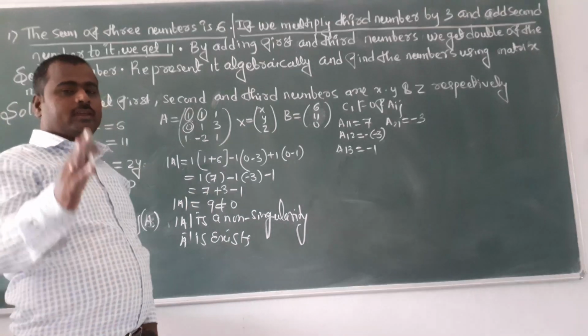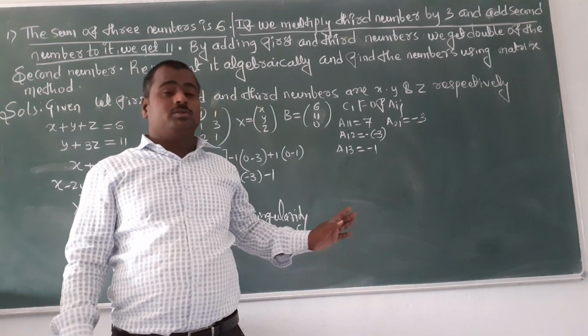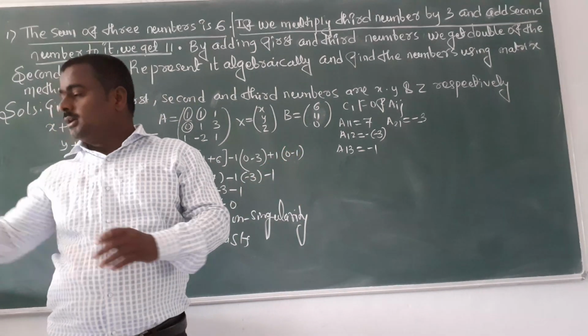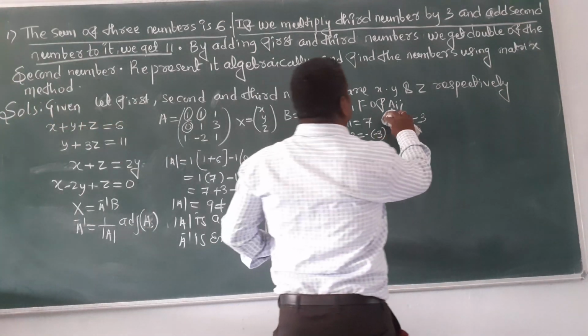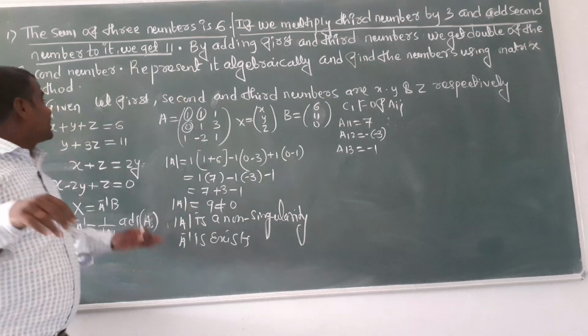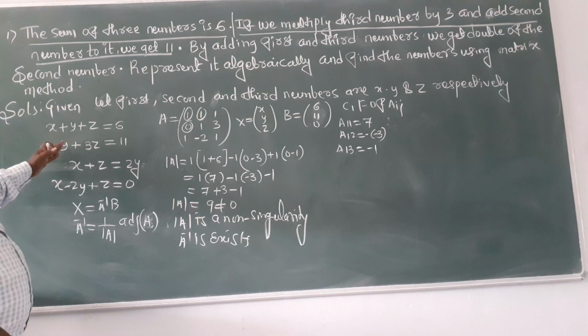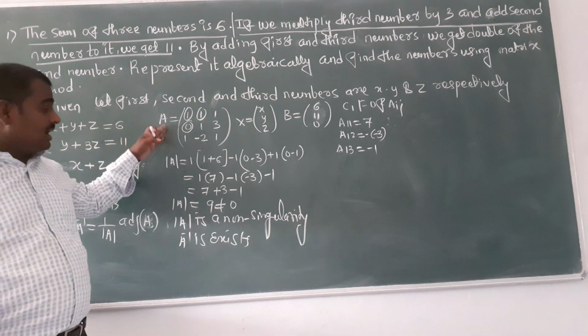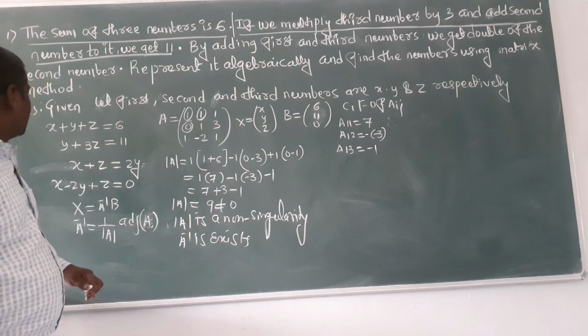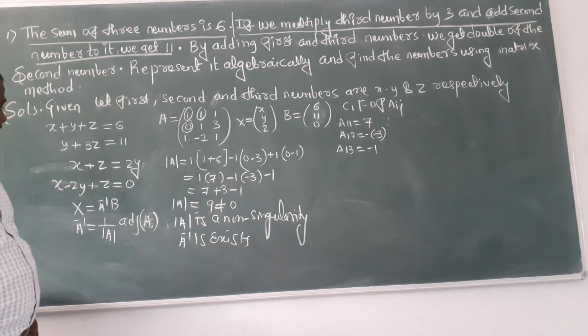Yes, we have already discussed this problem, my dear student. I'm going to do this one. Here we will find the cofactors of Aij and express this equation in the form of a linear equation, in matrix form, and with the determinant. They have given the values.